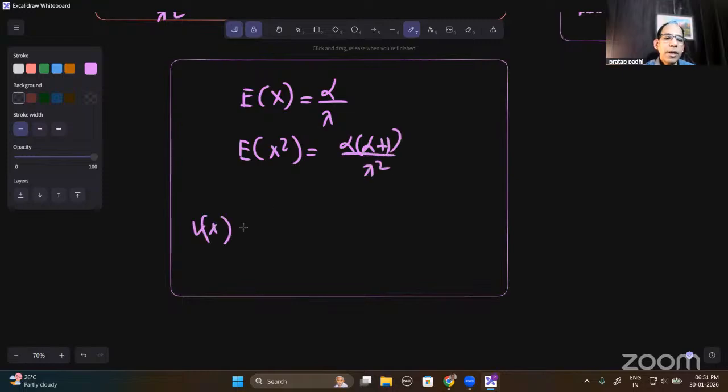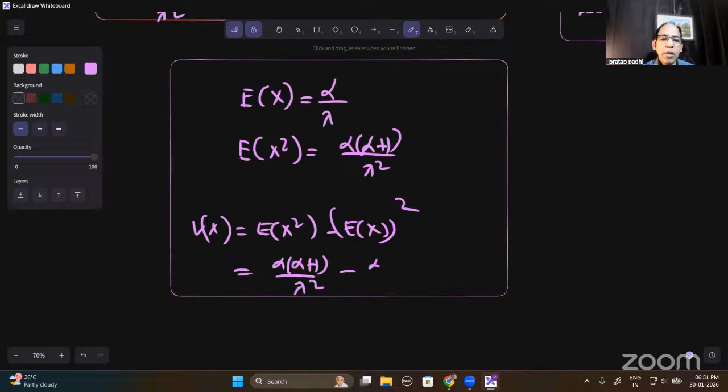Then I will find variance of X. That will be E(X square) minus (E(X)) whole square. That will be equal to alpha(alpha+1) divided by lambda square, minus alpha square divided by lambda square. So if you cancel this one, you will get alpha divided by lambda square. This is your variance of X.